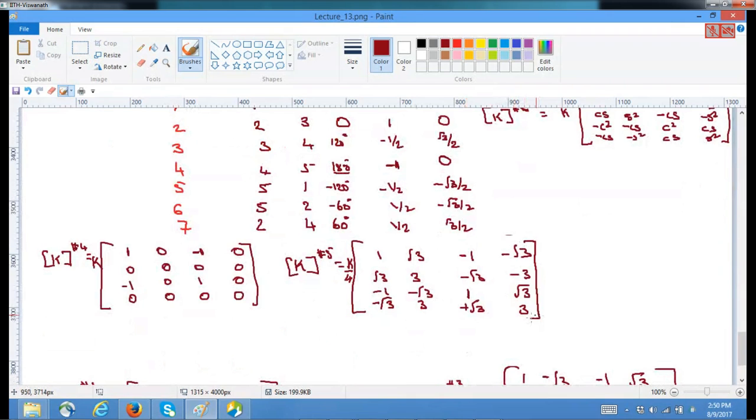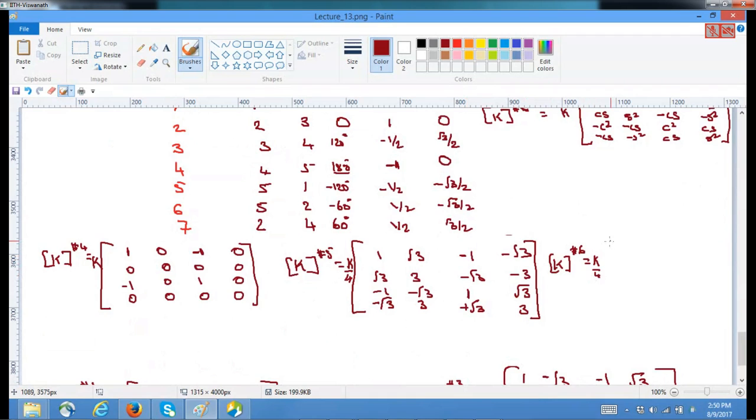Similarly, let's do the k for the sixth element, which is equal to small k by 4 times, again let's have a look at it.